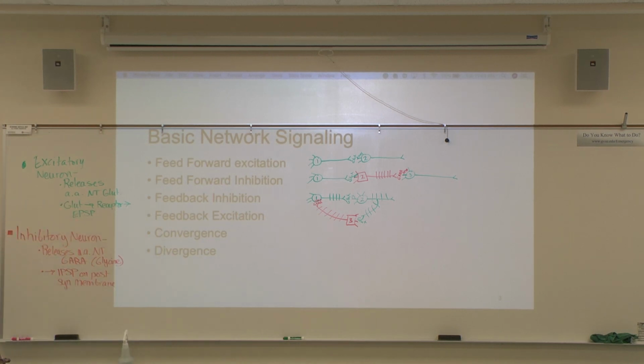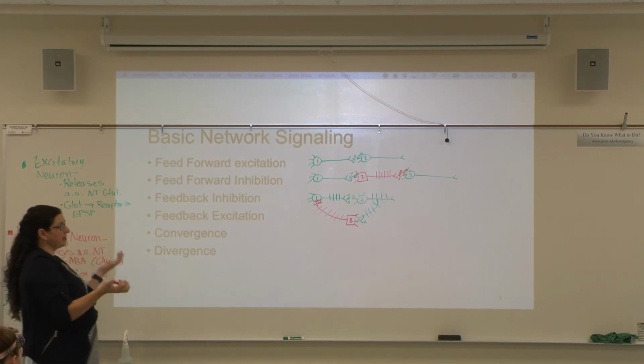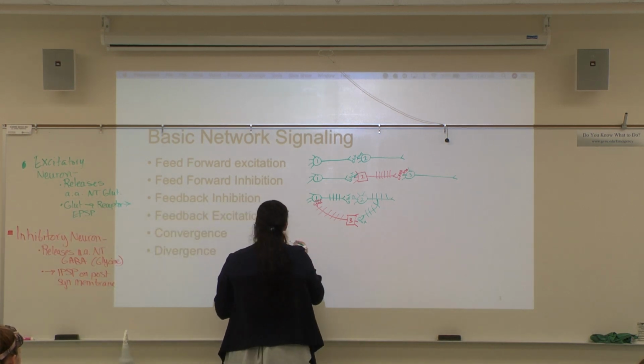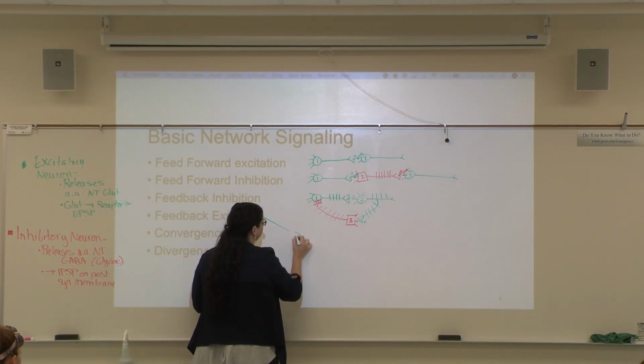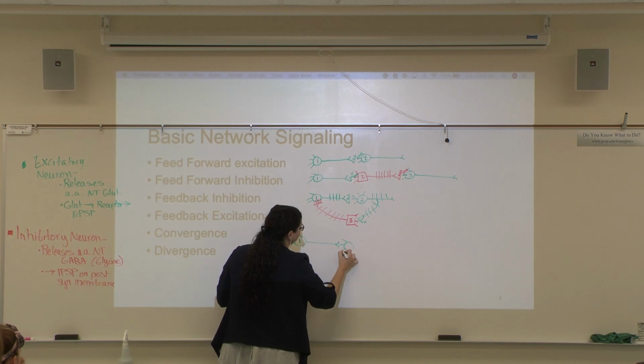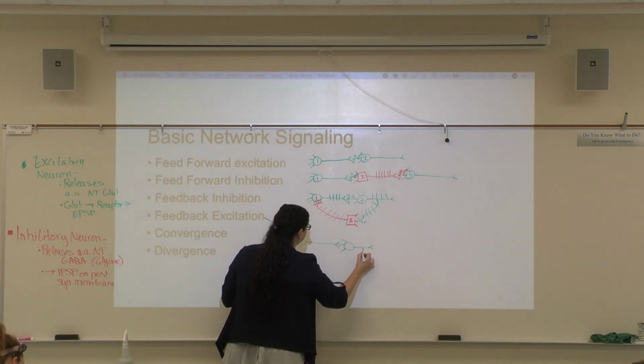What do you suppose feedback excitation looks like? The same thing except for cell 3 is excitatory. Yeah. One inside cell 3. Right now, cell 3 is inhibitory. Oh, you're talking about the excitation, sorry.